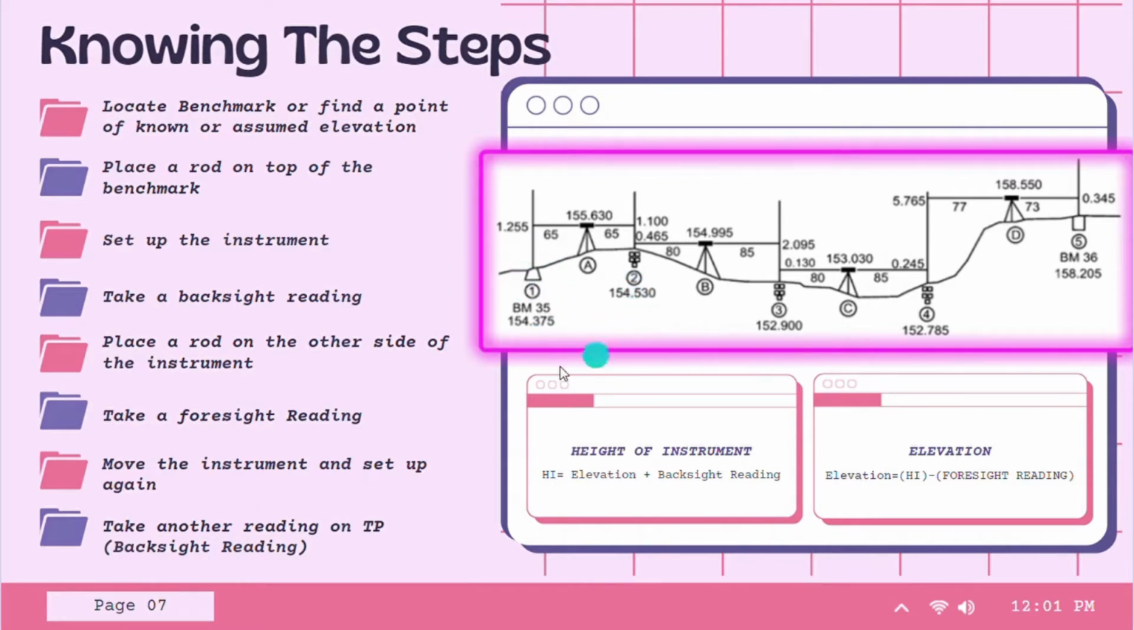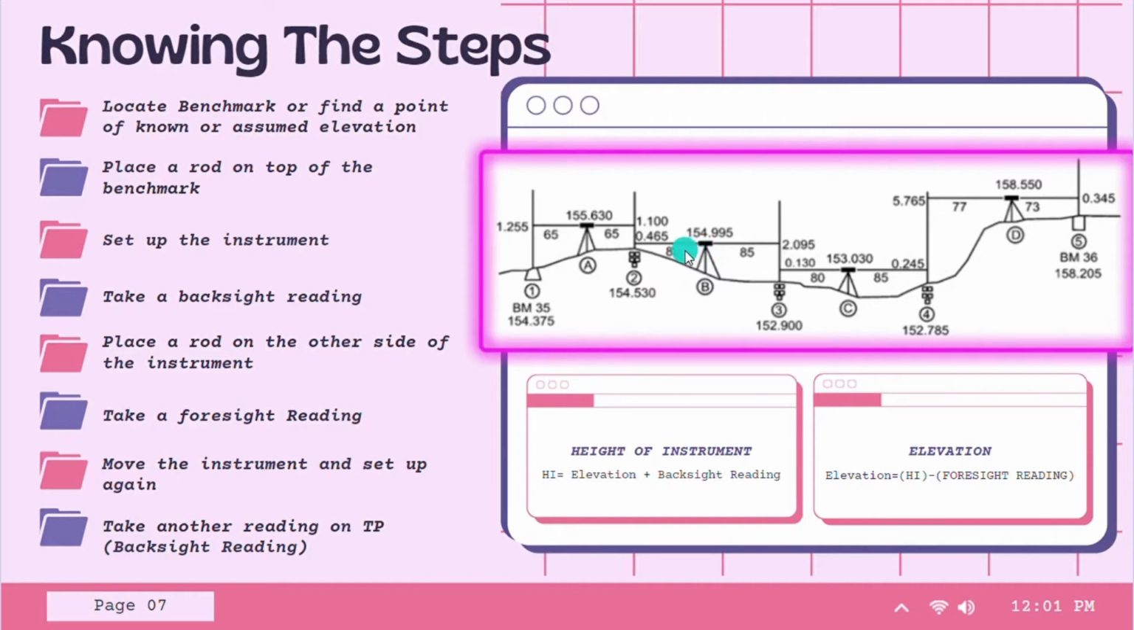We just add the elevation, which is 154.375, plus the backsight reading, which is 1.255. We now have a height of the instrument of 155.630. So we already have an instrument height. Next, we place a rod on the other side of the instrument. This will be our step 5. We place a rod in this station 2. This will be our turning point 1.